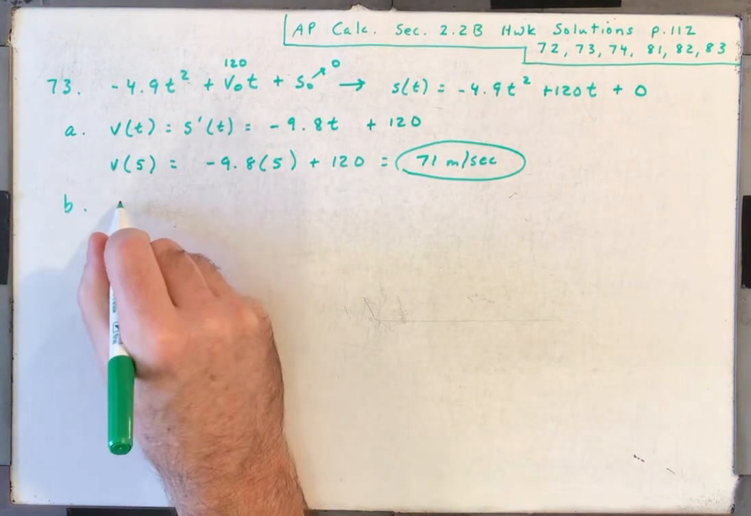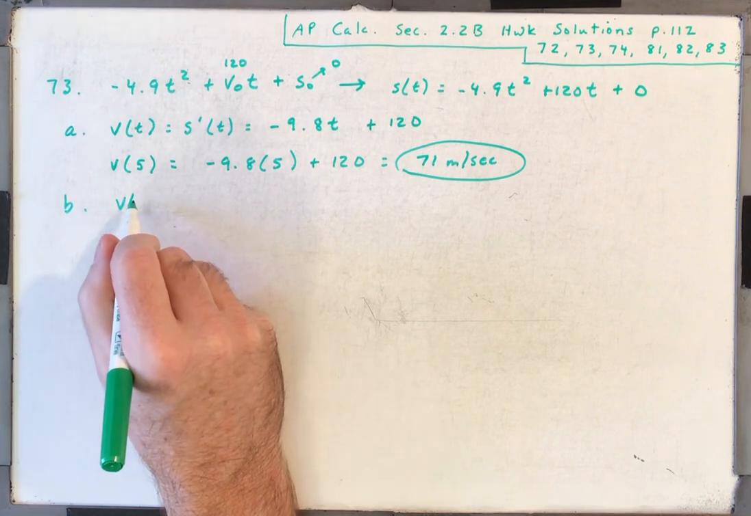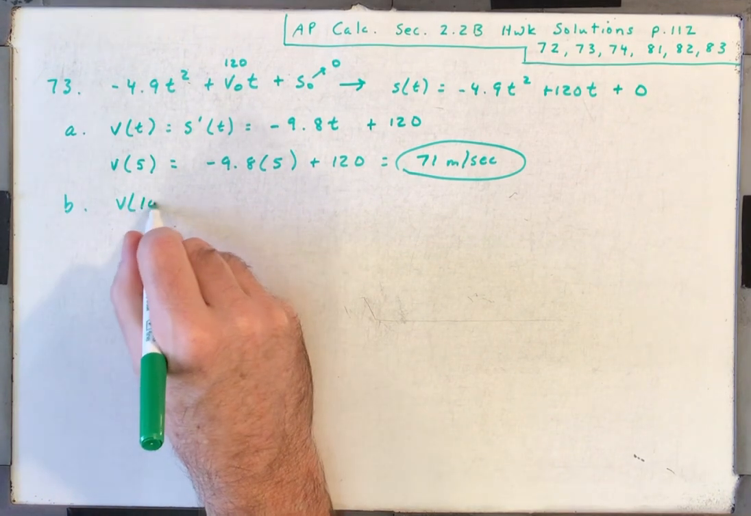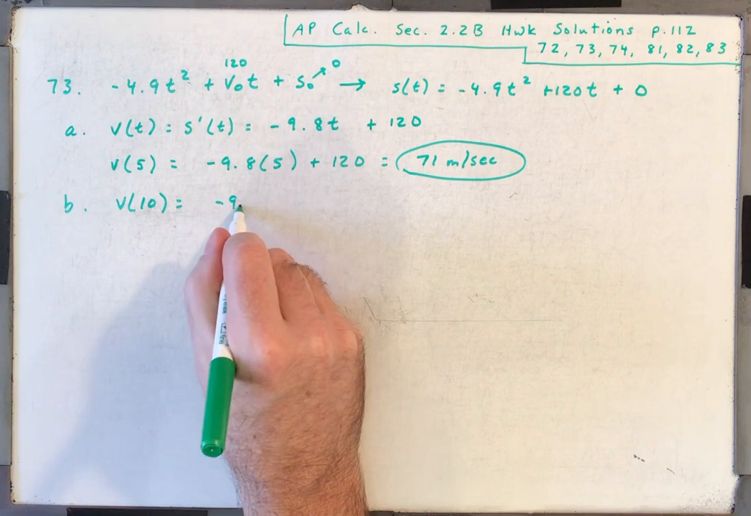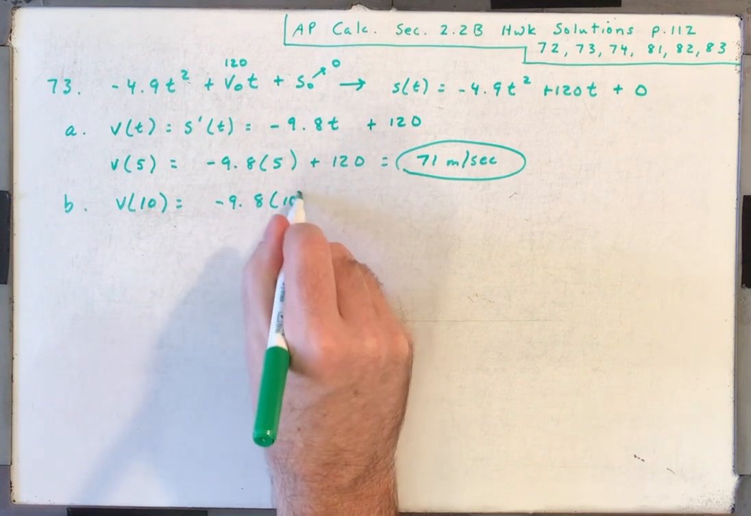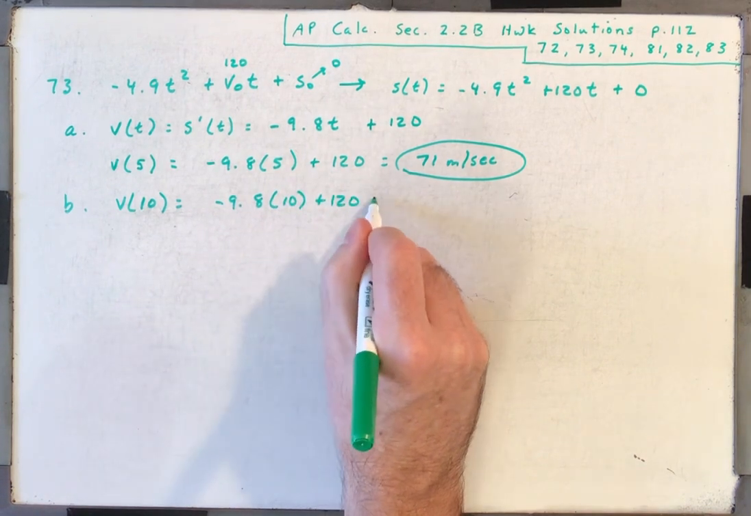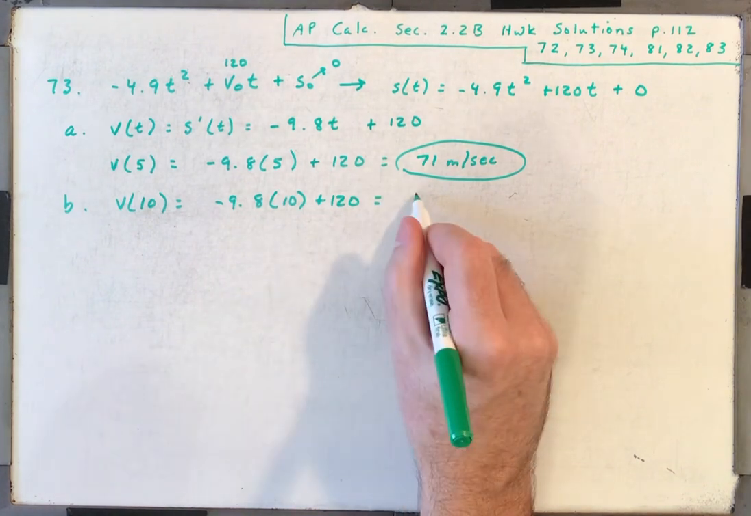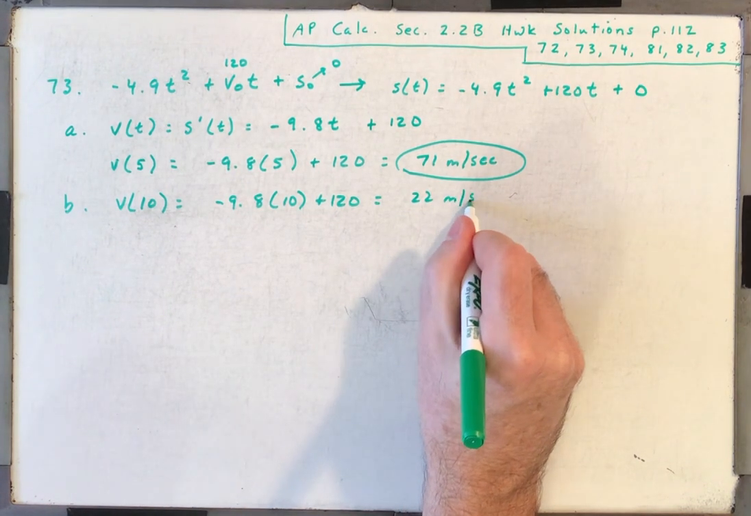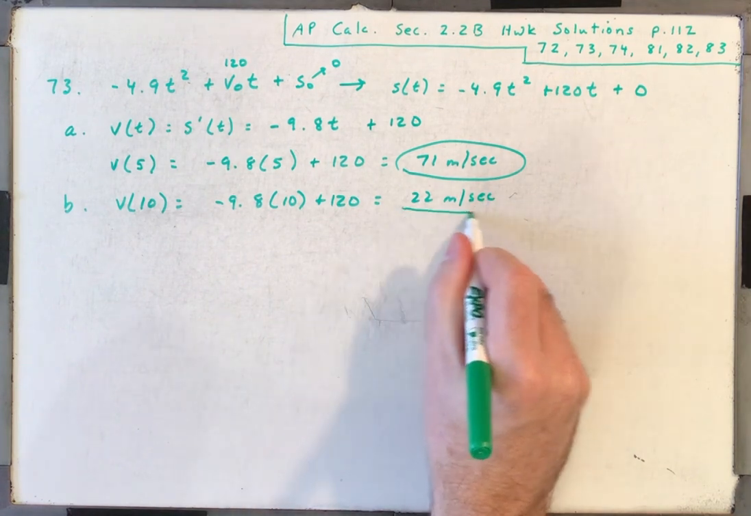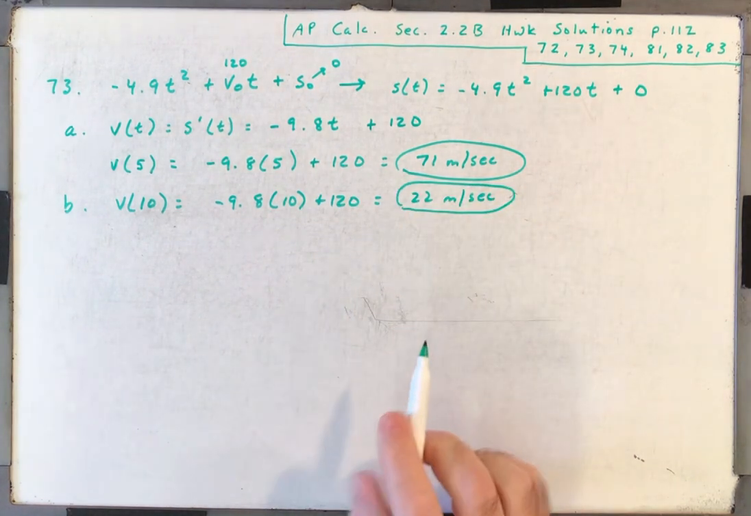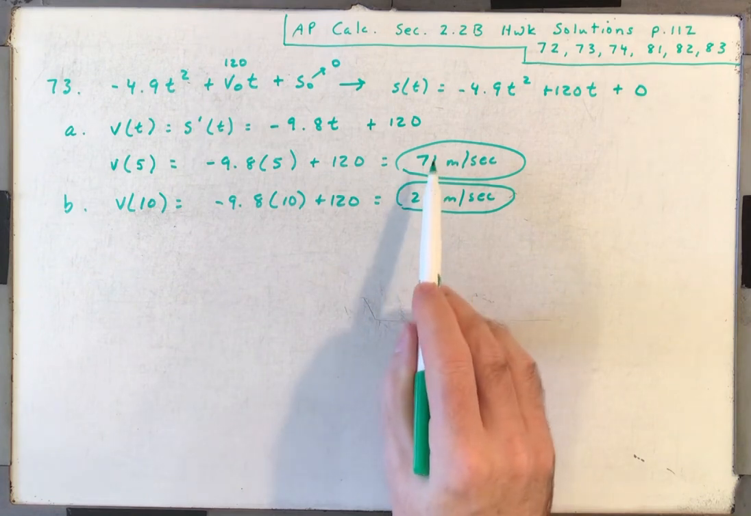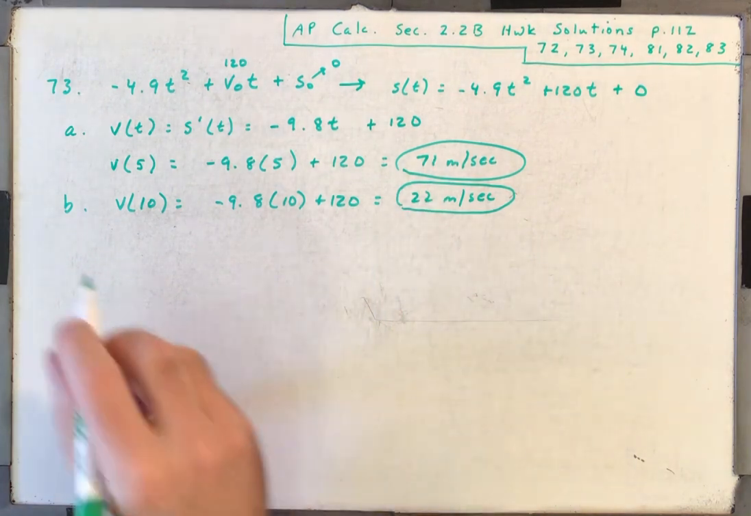Part B, we're going to find v of 10, right? 10 seconds. It's negative 9.8 times 10 plus 120. And that is 22 meters per second. All right, so it's slowing down till it gets to 0, and then the velocities will go negative, wouldn't they?